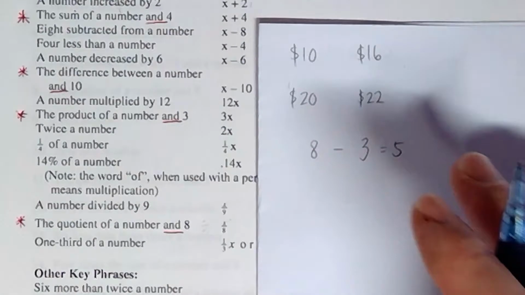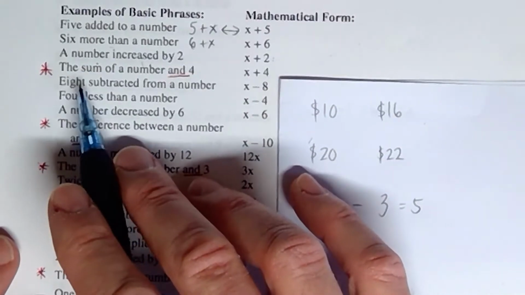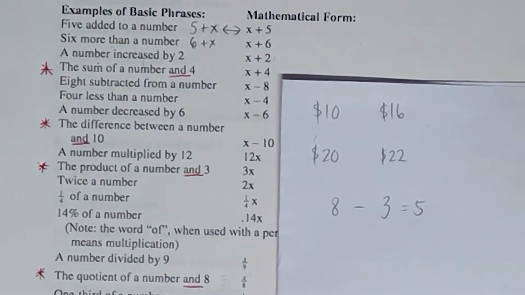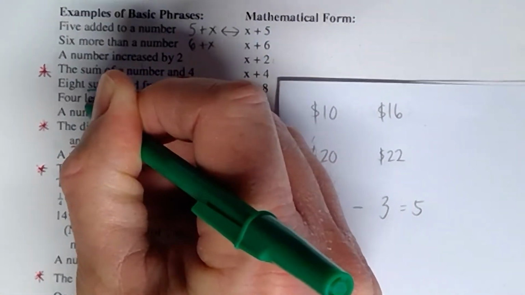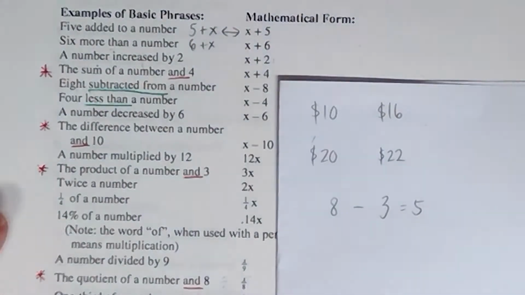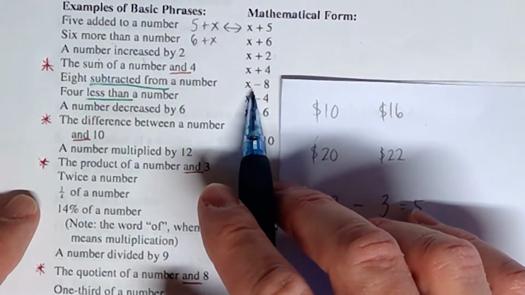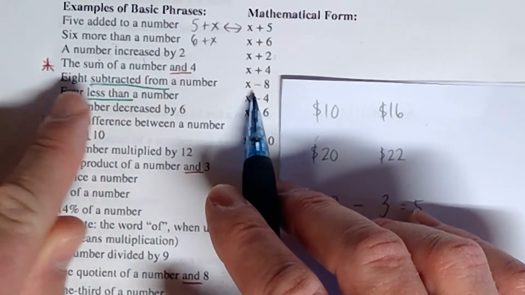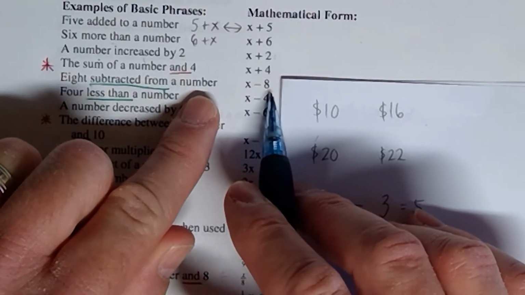Now let's go back to some of the things that we haven't looked at yet up here. Next one here was 8 subtracted from a number. This is where things get a little more tricky. The phrase "subtracted from" and the phrase "less than" are the most tricky ones of all. They both mean subtraction, but here's the thing. Look at what I wrote down here. It says 8 subtracted from the number, so you would think that would be 8 minus x, right? It's not. It's x minus 8.